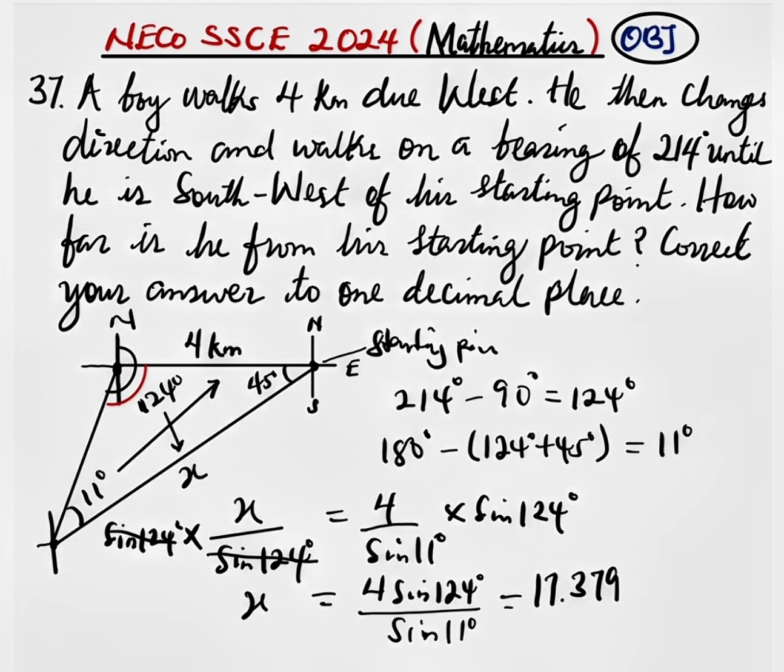17.379. But remember that we are asked to correct our answer to 1 decimal place. That's 1 digit after the decimal point. So we consider the first digit after the decimal point, which is 3. Then we look at the digits after it and ask if it's able to give 1 to the preceding digit. 7 is a number greater than 4, so it's able to give 1 to 3. So to 1 decimal place, this will be 17.4 kilometers.